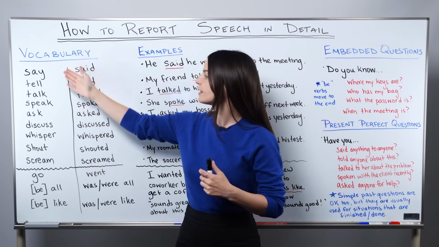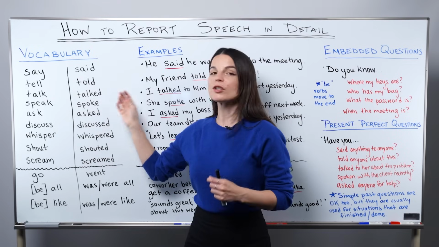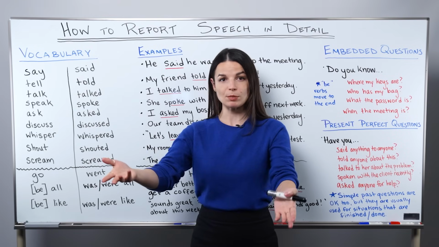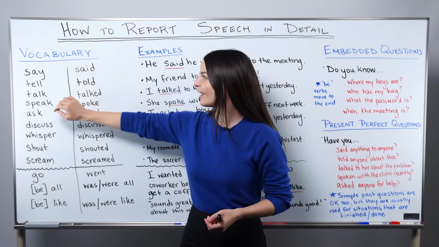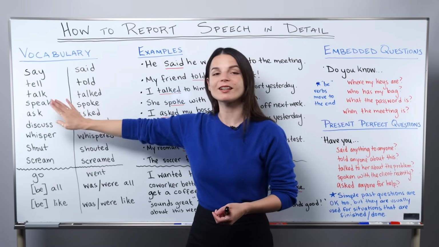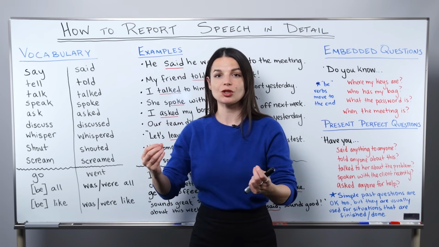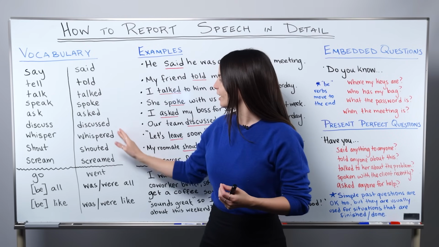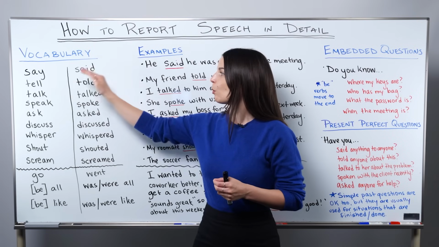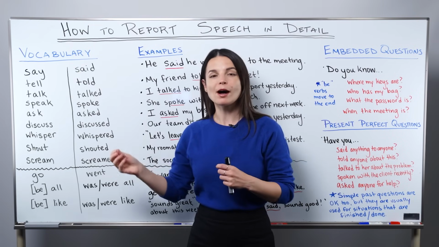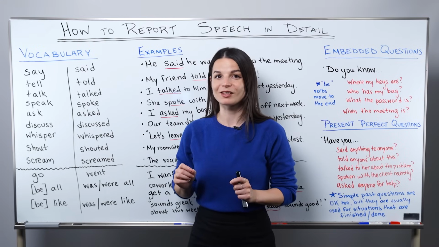So I've created a list of vocabulary words. These are all verbs, and these are all words we use to report speech. So the most common are probably here at the top: say, tell, talk, speak. So we use these words as kind of the basic ways to report speech. We have the past tense form of the verb on the right side. So I want to go through each verb one by one and talk about how and why we use it, and talk about some other small points related to these verb choices.